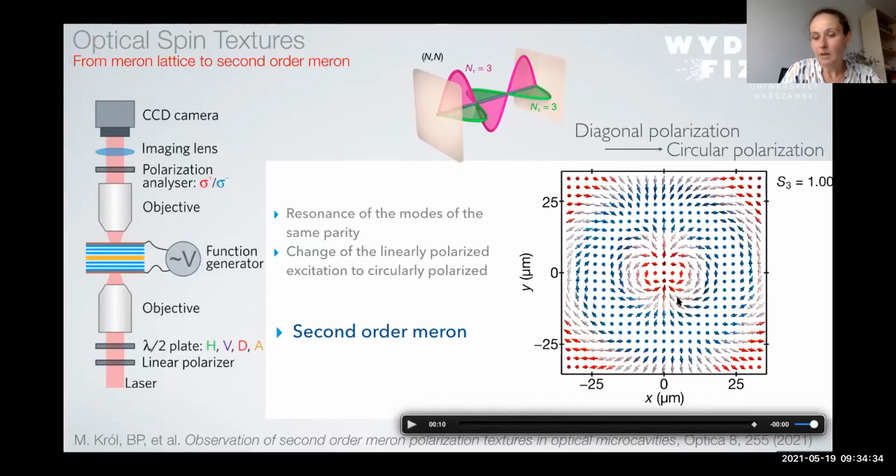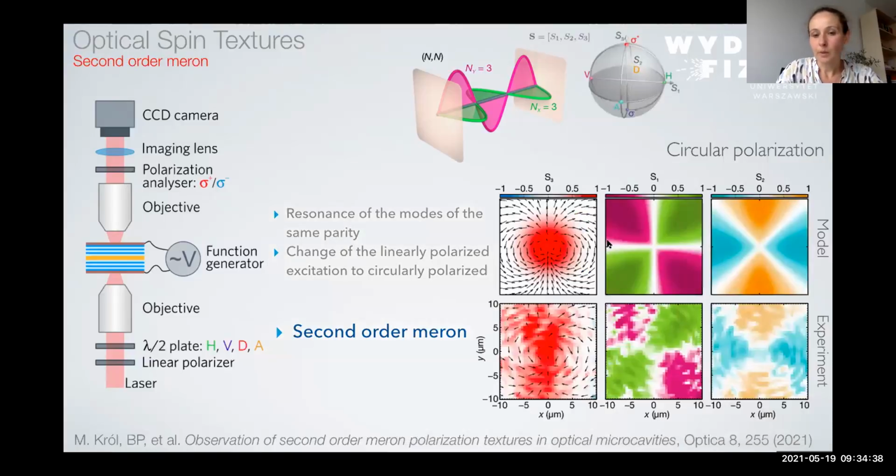That was our simulation based on the Berman method, but we could also observe it experimentally and really confirm the existence of these second order merons in the pattern of S1 and S2 polarization in this regime of the TE and TM mode splitting. So this is the standard regime, as for the semiconductor cavity we know.